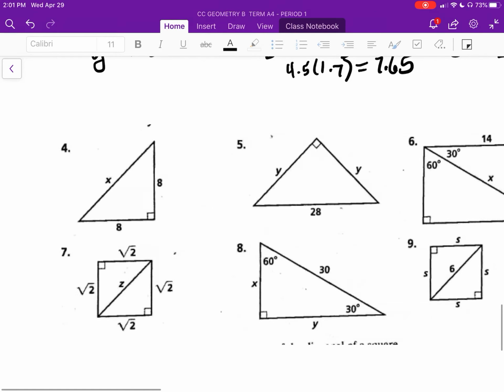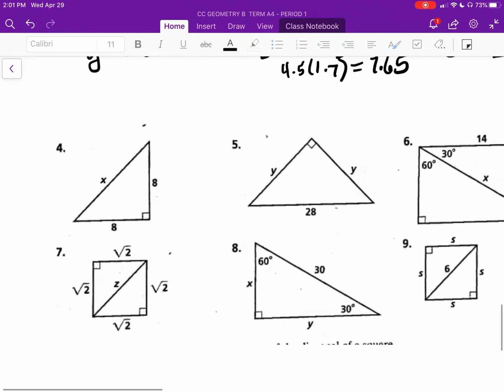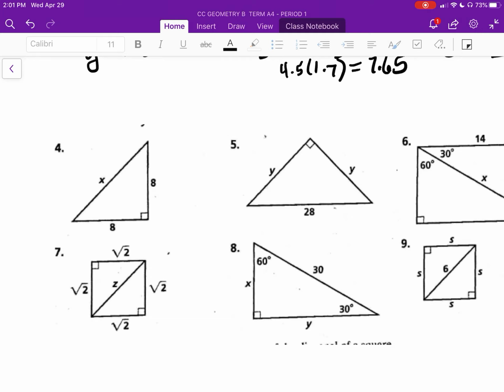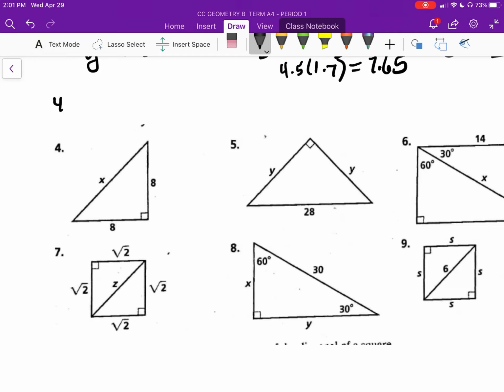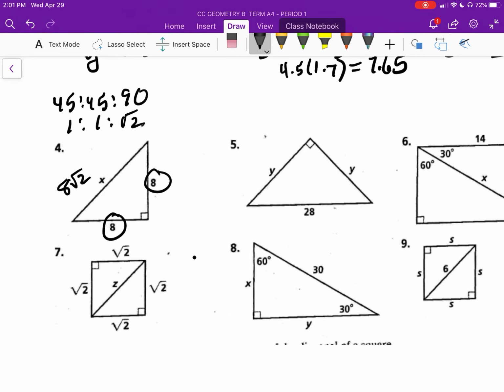If you notice down below for number 4 here, actually in this case, looks like we're being given not the 30, 60, 90, we're actually given a 45, 45, 90. And I haven't taught you that yet. So the 45, 45, 90, the relationship is 1, 1, square root of 2. So if these two sides are the same, this third side is just going to be 8 times the square root of 2.